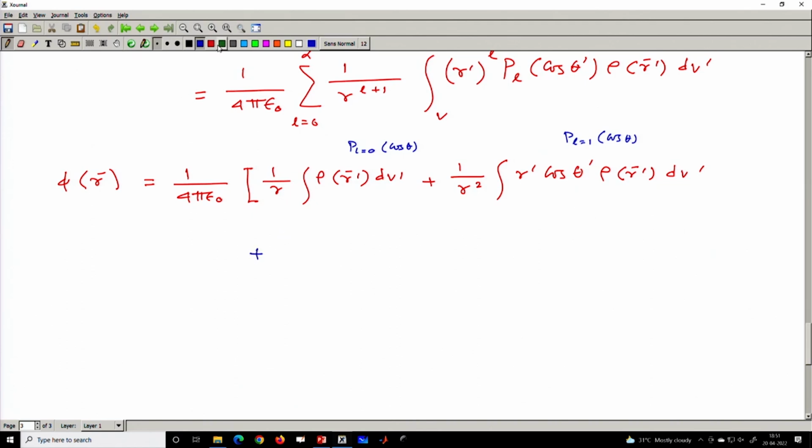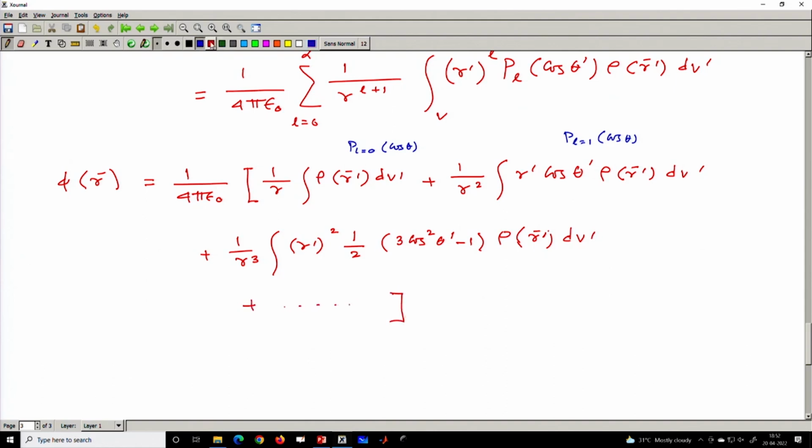Then we have plus 1 divided by r cube, then r prime square, then half of (3 cos square theta prime minus 1), and then rho(r prime) dv prime, and so on.